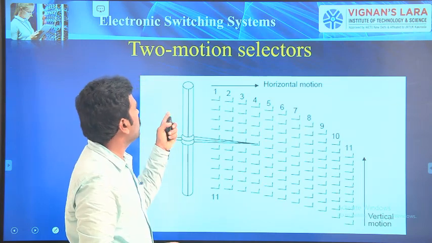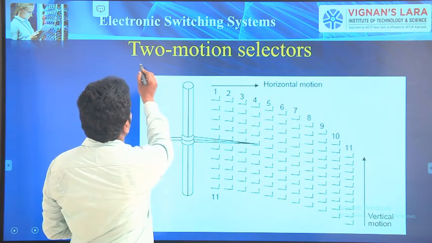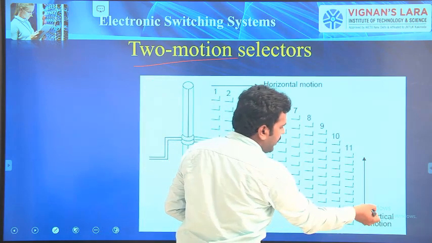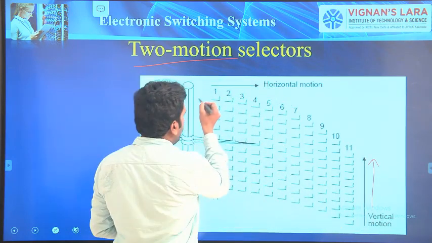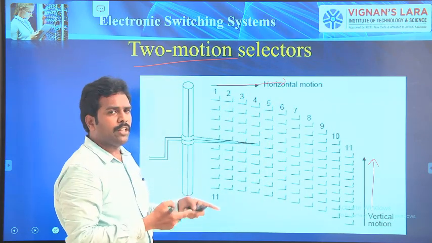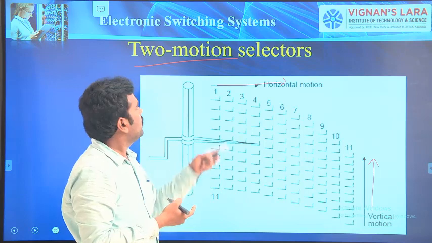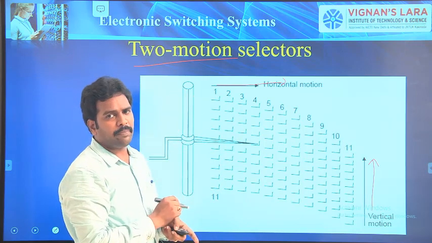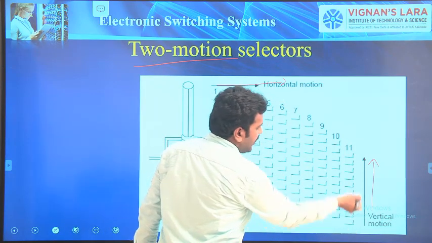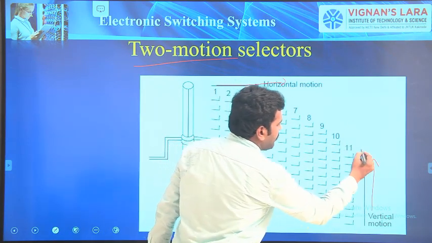Now coming to the two motion switch, the name itself indicates two motions. This wiper will move in two directions. One is in the vertical direction, another one is along the horizontal direction. Clear? Since the wiper is moving in both directions, it is called a two motion selector switch. So in this mechanism, we call the vertical positions levels.